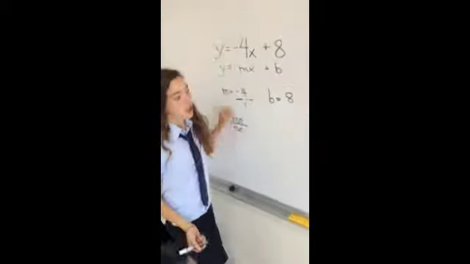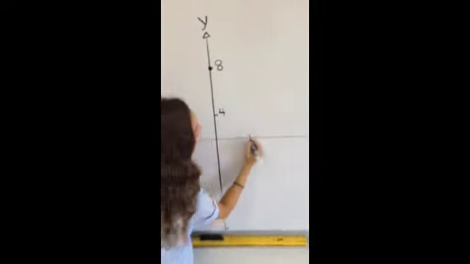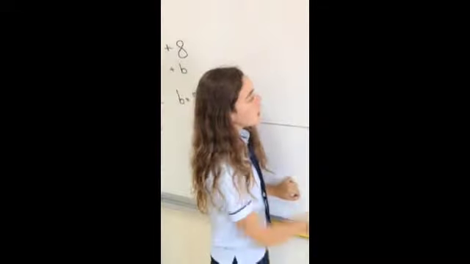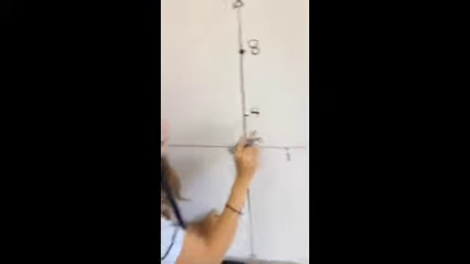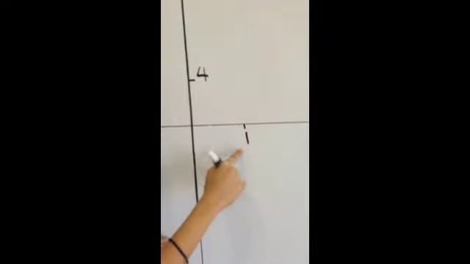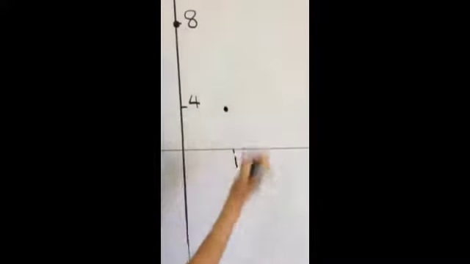Which means go across. So we're going to go once across to the right, and we're going to plot our positive 1 over here. Since our y-intercept led us to 4 on the graph, and when we went across to the right, we got a 1, we're going to plot our point over here.